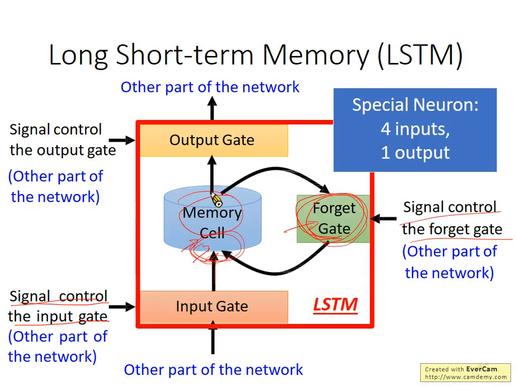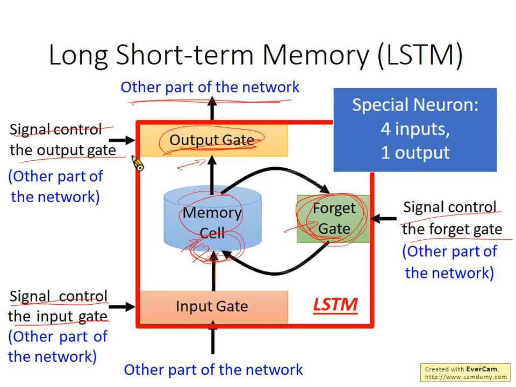After this process, we then try to output the result. And there is also another gate called the output gate. There is a signal to control the output gate to determine whether we can output the result of this cell or not. Okay, so finally we can have some process with the output gate. We may be able to output the result of this memory cell.